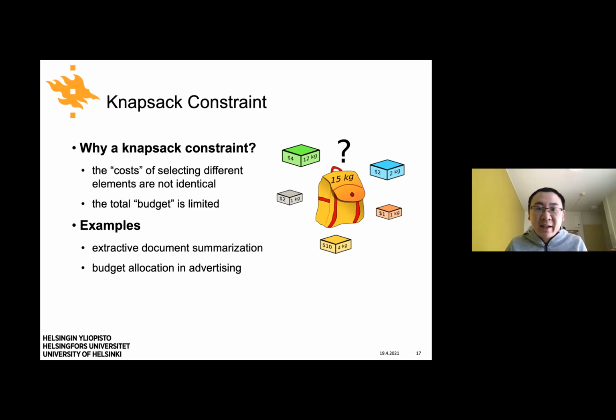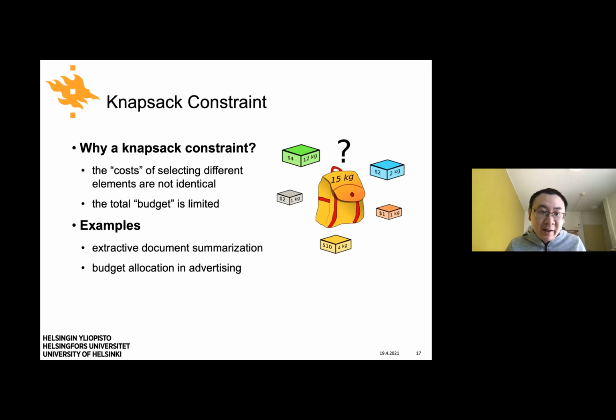Next, I will introduce the knapsack constraint for submodular maximization. The reason to introduce the knapsack constraint is to model the case where the costs of selecting different elements are not identical, but the total budget is limited. For two typical examples, the first one is extractive document summarization. We want to summarize a collection of documents by extracting some sentences from the document collection. Here, we limit the total length of the summary in words. So the cost of selecting a longer sentence must be larger than selecting a sentence with fewer words.